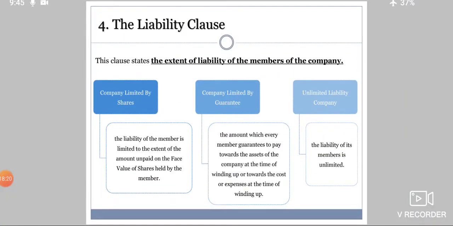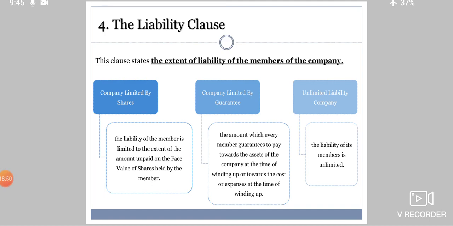Then you have got company limited by guarantee. In this, the amount which every member guarantees to pay towards the assets of the company at the time of winding up, or towards the cost or expenses at the time of winding up. That means the guarantee given by the member of that particular amount is only the liability of that particular member.